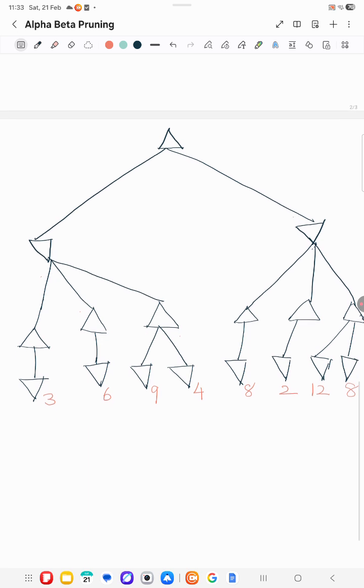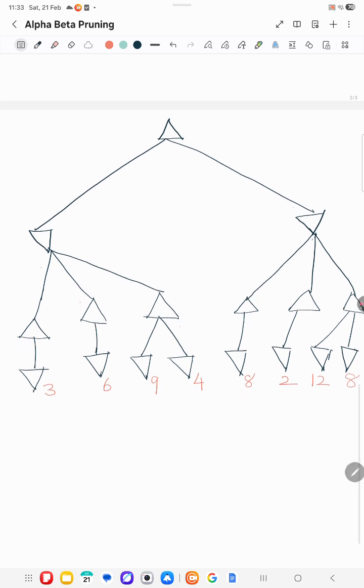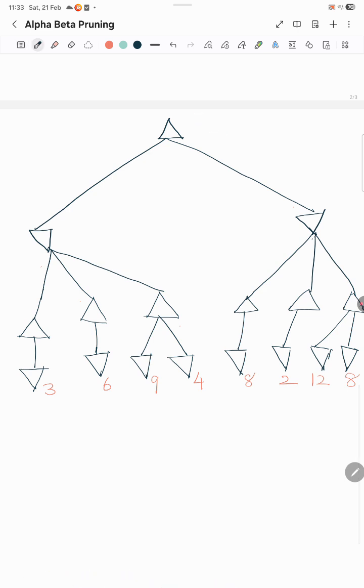Okay, so let us see one example. Here I have given a tree. This is the symbol for max, and this is min. Once again this is max's turn. This is min, the inverted triangle is min. This is max. So first turn is max, second turn is min, then max, then min. Now we are going to see how the algorithm updates and how the values are propagated.